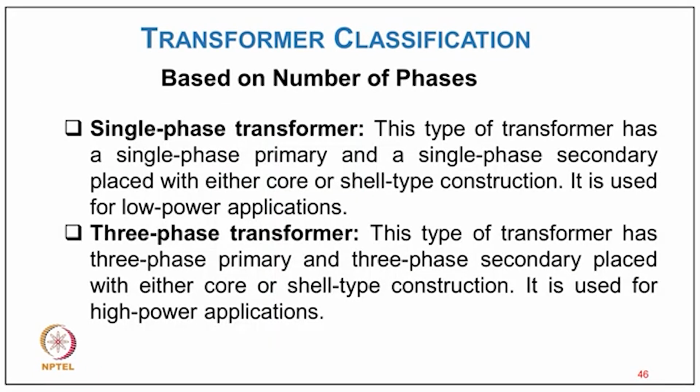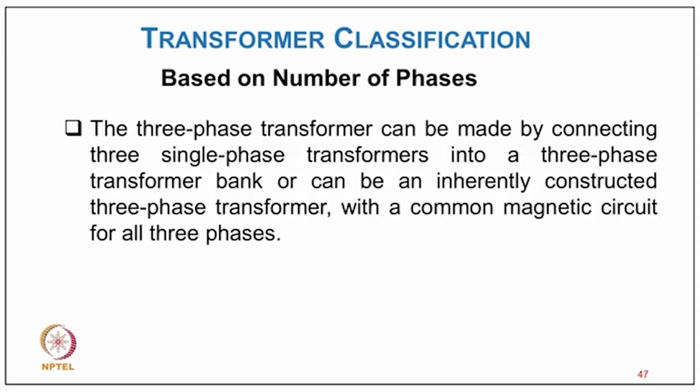Now coming to the classification based on the number of phases, you can have a single phase transformer. This type of transformer has a single phase primary and single phase secondary placed with either core or shell type of construction, and it is used for low power application. The 3-phase transformer has a 3-phase primary and 3-phase secondary placed with either core or shell type of construction, and it is used for high power application. The 3-phase transformer can be made by connecting 3 single-phase transformers into a 3-phase transformer bank, or it can be inherently constructed as a 3-phase transformer with a common magnetic circuit for all 3 phases.